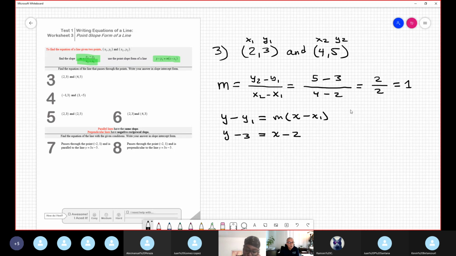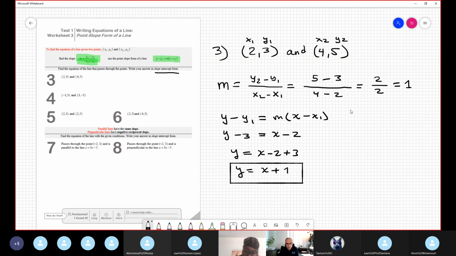Okay, now they want you to write the answer in slope-intercept form. So solve for y alone: y is equal to x minus 2 plus 3. Y alone is equal to x plus 1. And this is my final answer. Slope-intercept form.